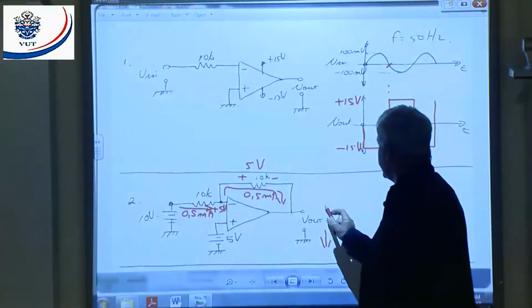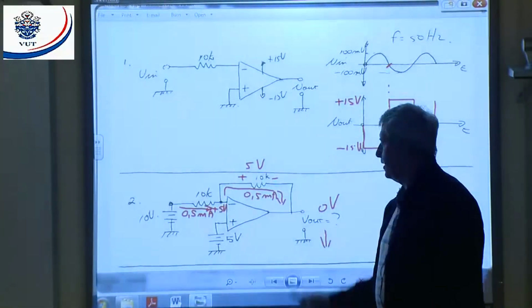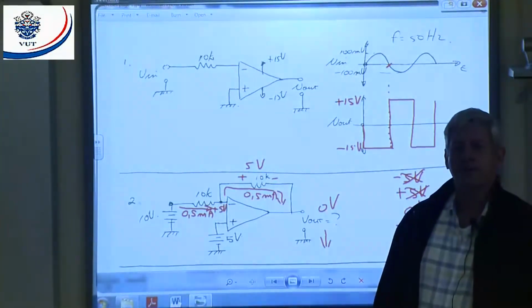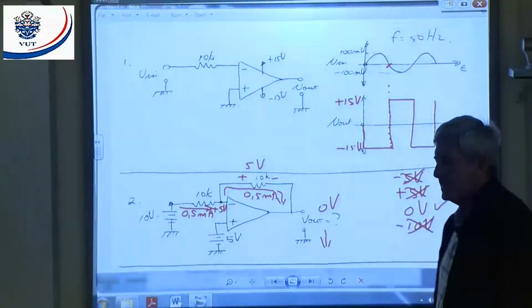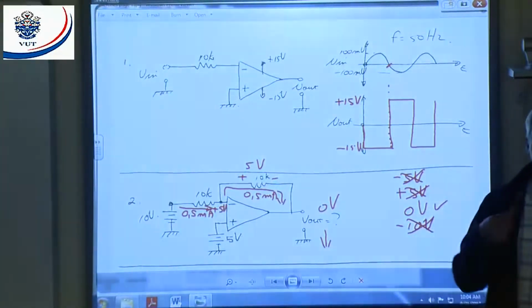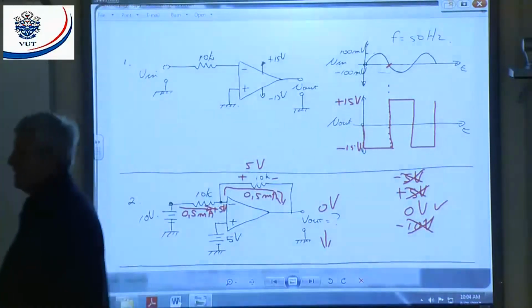Now let's look at 0 volts. I got plus 5 and I got 0. What's the voltage difference? The voltage difference is 5. What is the current? 0.5 milliamps. Is the current flowing in the right direction? Yes, the current is flowing in the right direction. What is the correct answer? 0.